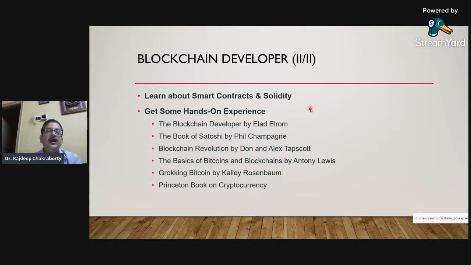Okay, then finally there is some hands-on experience available on the internet. So you refer to this hands-on material. You can practice there to develop your own blockchain.